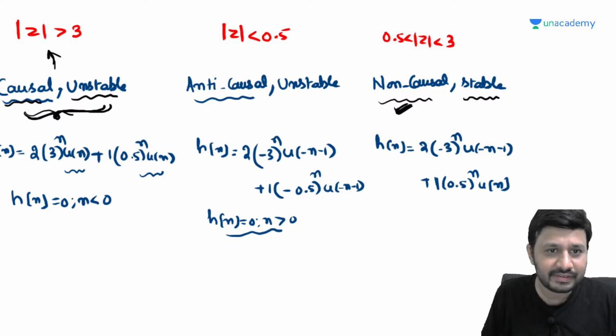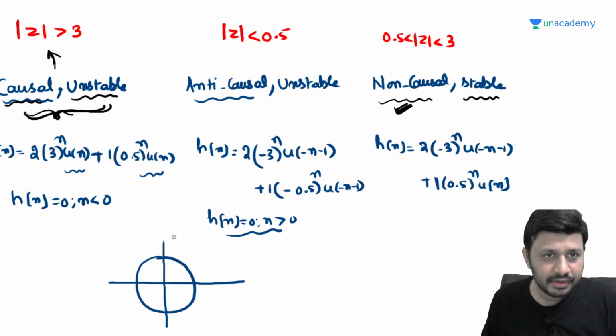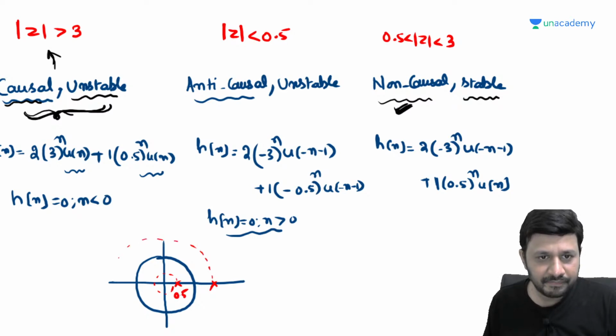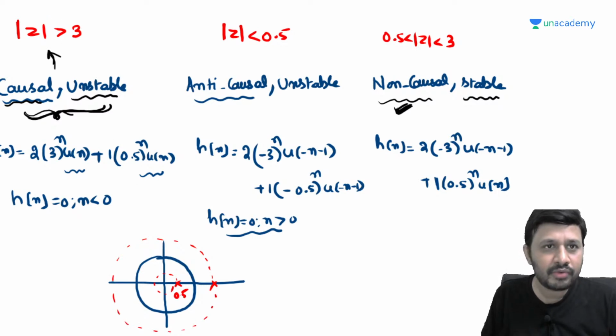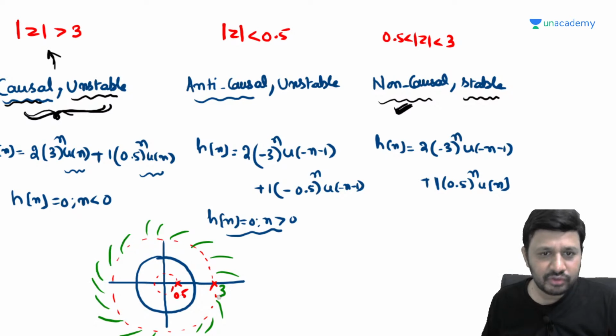See, the first case is like this. Observe here. We took a unit circle, one pole is here, one pole is here. This is 0.5, this is 3. Now we got the ROC like this. We got mod z greater than 3, which means we got the ROC like this. What I am saying is, if this pole instead of being at 3 is inside the unit circle, what will happen? ROC is anyway outside, so it becomes causal, and if it is inside the unit circle, it includes the unit circle also, in which case it becomes stable.